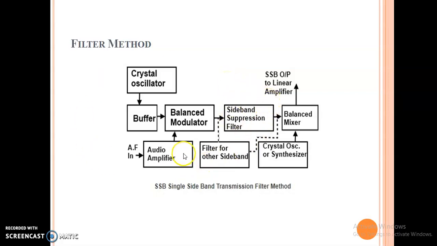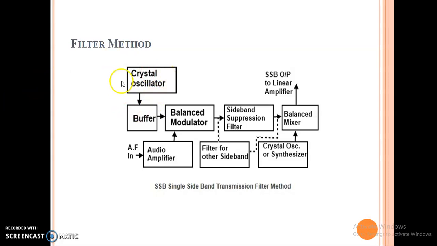Okay, first of all I want to tell you what is the single sideband. Single sideband is the type of amplitude modulation in which we will transmit only the one sideband, either a lower sideband or an upper sideband, and we will suppress the one sideband and also the carrier from the amplitude modulated spectrum. Means the basic function of the filter method is to suppress the carrier and one sideband, and we will transmit only the one sideband.